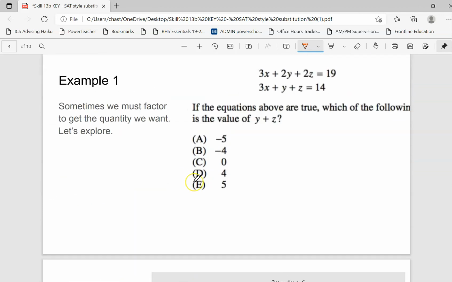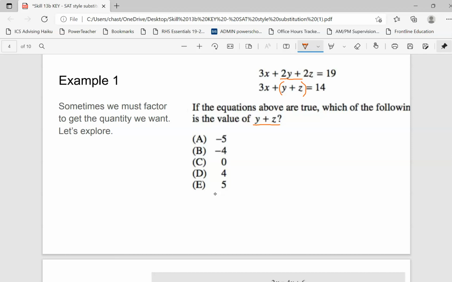Okay, let's try another one. Sometimes we have to factor in order to get the quantity we want. So here we see another two equations but three variables. They say if the equations above are true, which of the following is the value of y plus z? So here's y plus z.